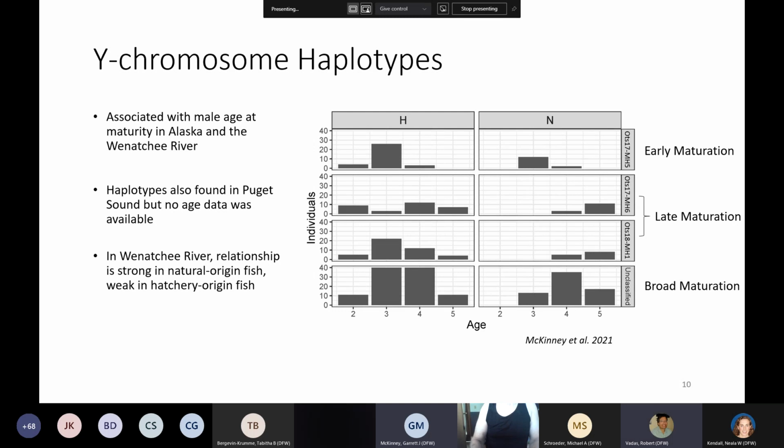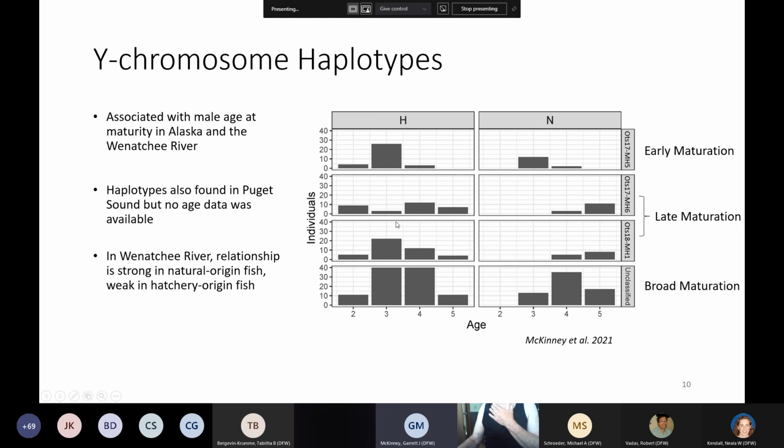I've also done a project finding Y-chromosome haplotypes in Puget Sound. It's not published yet. We unfortunately had no age data available for that project. So we don't know if they influence age at maturity, but it's likely given the relationships we've seen in other regions. So this figure on the right is from the Wenatchee River project, and we had hatchery origin individuals and natural origin individuals. And these are all males because females don't have Y chromosomes.